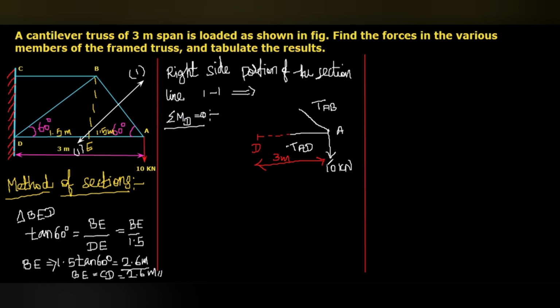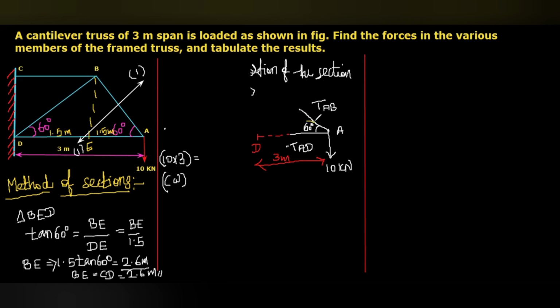So this 10 kilonewton multiplied by 3, you can see that is in clockwise direction. 10 multiplied by 3. This is a clockwise moment. So this clockwise moment should be counterbalanced by a counterclockwise moment. As I mentioned earlier, this TAD we already eliminated. So only TAB. But the TAB is at an angle of 60 degrees. We will resolve it into two components. Here also there are two possibilities.